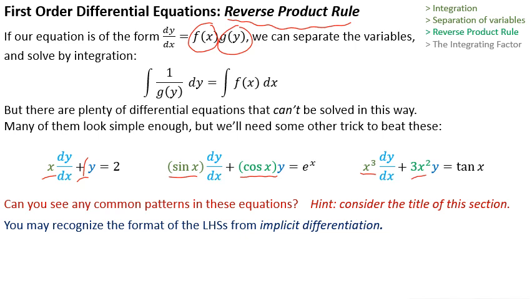You might recognize this particular format, particularly the very first equation there on the left, from implicit differentiation. If you have to differentiate two terms multiplied together implicitly because they involve x and y, you will typically end up with this type of result because you have to use product rule.